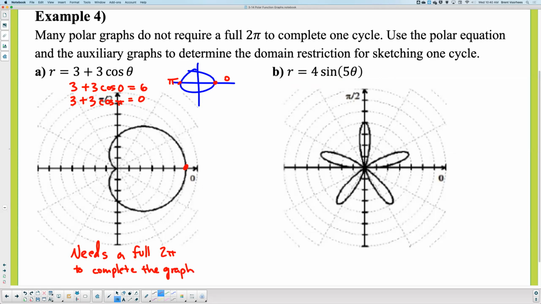Now, how did I know that? Because these two did not equal each other. Let's try this one. Where does sine get its maximum? At pi over 2. And where does it get its minimum? 3 pi over 2. I'm going to try those two values for sine of 5 times. Hang on, I'm thinking through this.